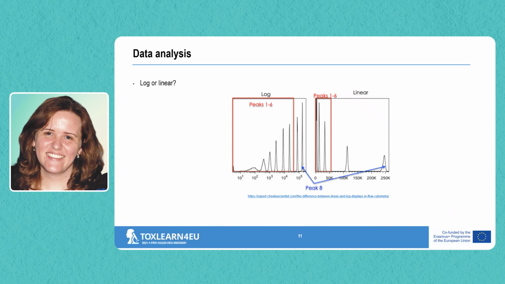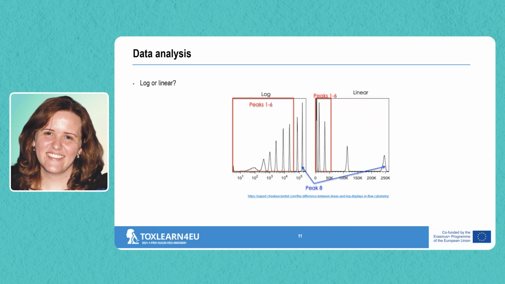So you can see here the difference between having the log or having the linear. As you can see, in this case, the log scale will have the ability to increase the resolution of these 6 peaks that, if you have the linear scale, you will have them all very close, and you won't be able to distinguish them. So we usually use the linear only when we know that there are smaller differences.